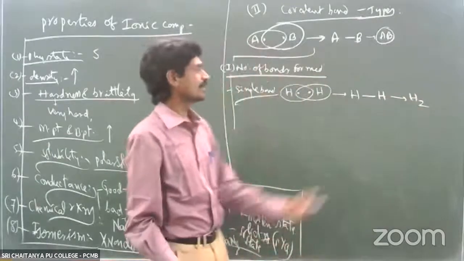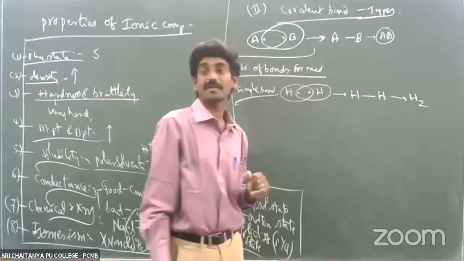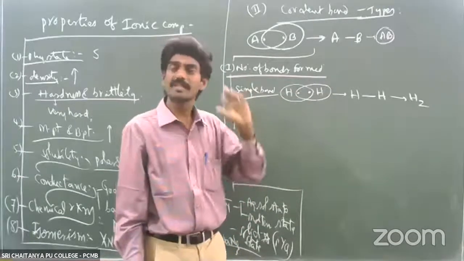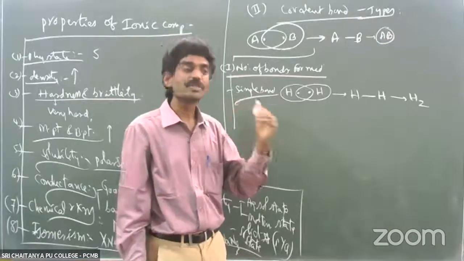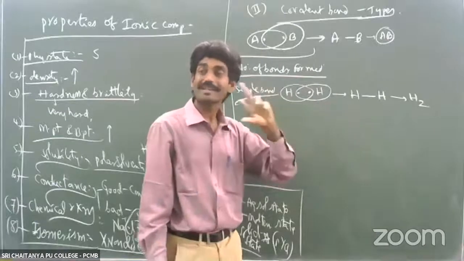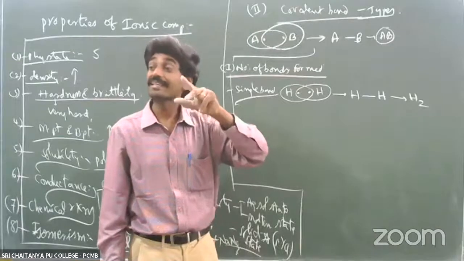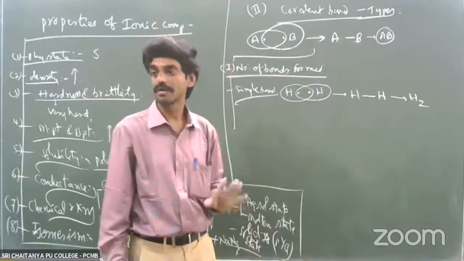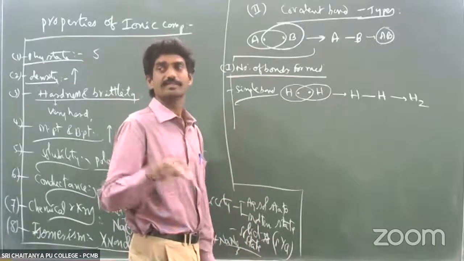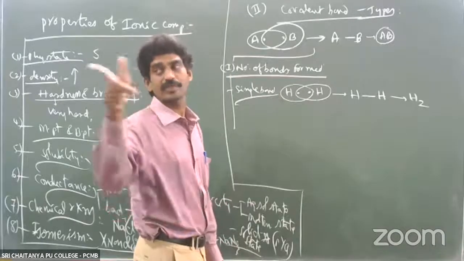In the H2 molecule, between two hydrogen atoms, one covalent bond is formed by the sharing of one electron pair. That is called a single covalent bond, or simply a single bond. That is, the covalent bond formed by the sharing of one electron pair between the two atoms is called a single covalent bond, or simply a single bond. Between the two atoms, if one electron pair is shared, then the bond formed is called a single bond.